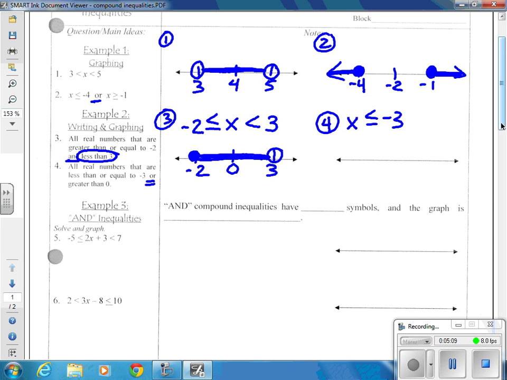That's that first piece. Then you physically have to write the word or. Without that word or, it is not a correct statement. And then the other part is all real numbers that are greater than 0. So that would be the same variable x is greater than 0.